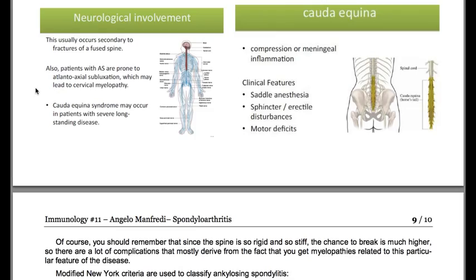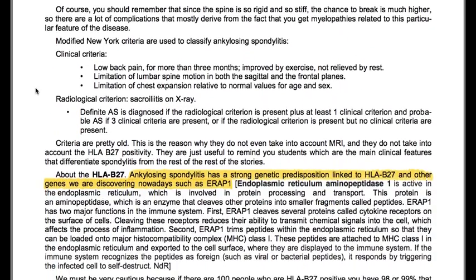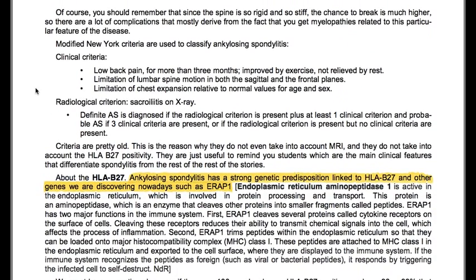Of course, you should remember that since the spine is so rigid and stiff, the chance to break is much higher, so there are a lot of complications that mostly derive from the fact that you get myelopathies related to this particular feature of the disease.